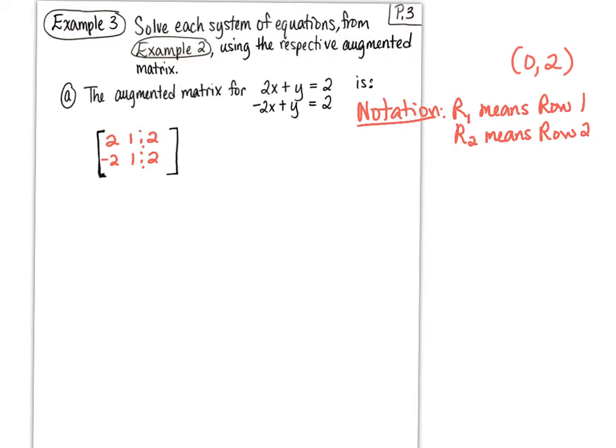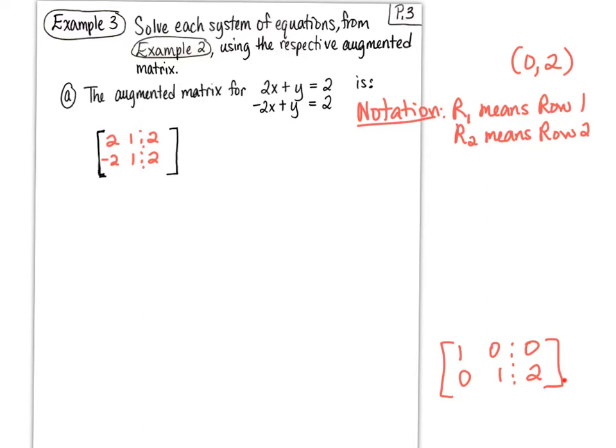So the way we're going to solve this, we ultimately have to get this matrix into this form if we can. 1, 0, 0, 0, 1, 2. Because what this would mean is x plus 0 equals 0, so x equals 0. And this would mean 0 plus y equals 2, or y equals 2.